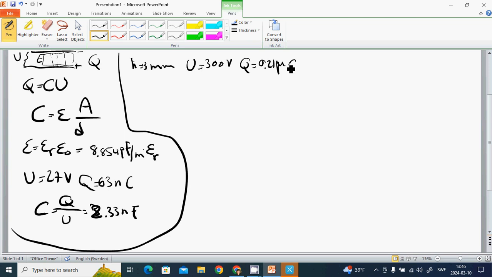And the diameter of the condenser plates is 220 millimeter, the radius is 110 millimeter. Then we will know about the capacitance. C equals Q divided by U, and it is 7 × 10⁻¹⁰ farad.